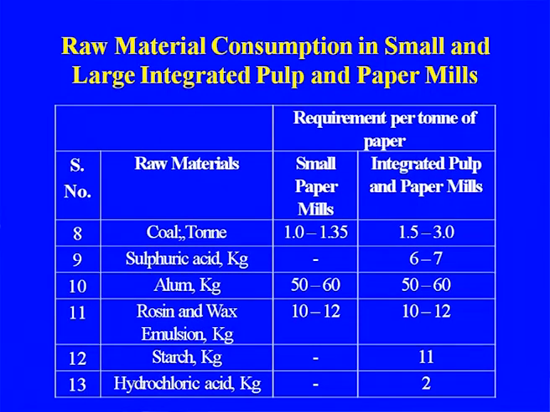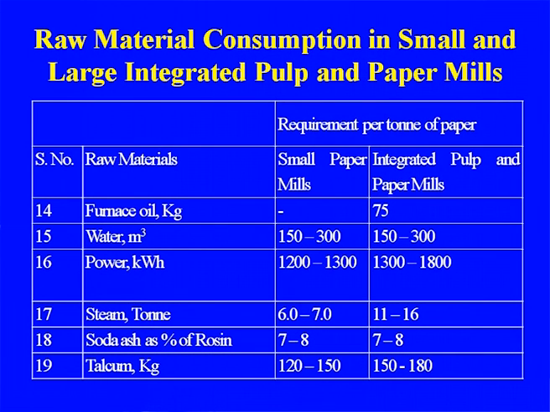These are all the other raw materials that we are using apart from coal: sulfuric acid, alum, rosin. These are all materials that we are using during paper making, and starch for the sizing of the material. Hydrochloric acid we are also using. Furnace oil in the recovery furnace as well, because you are using a huge amount of steam during the cooking and during the paper drying.